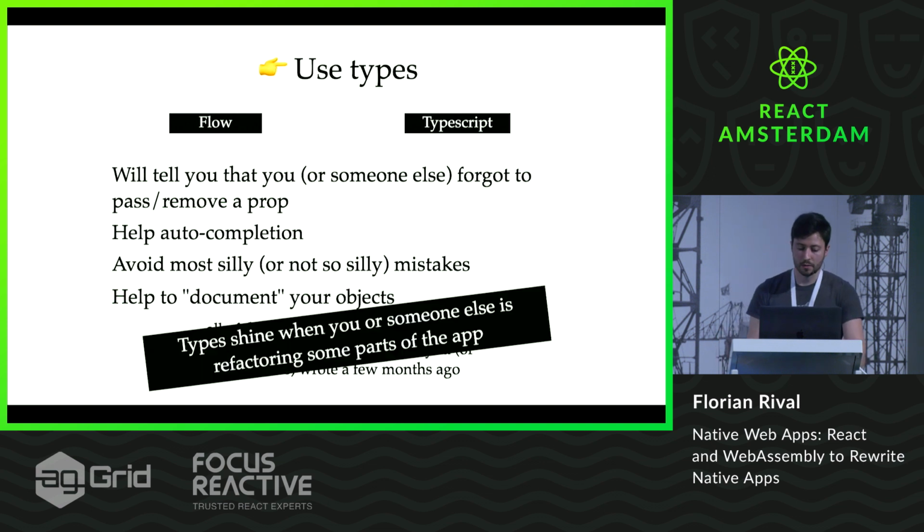In a way, types really shine when you or someone else is working on or refactoring part of the application. After a few months, you're a stranger to your own code base, so it's very useful to have types tell you: you refactored this component, fine, but you forgot to update a prop on another part of the application that you don't even know. So yeah, that's a cost when you're writing, but then it's a big win a few weeks or months later.